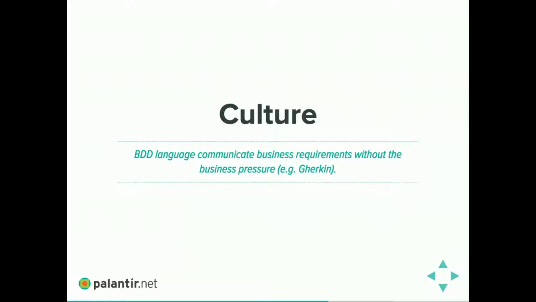As perfectionists, as people who are focusing on writing clean code, it does not help to have all of that business pressure added on to you. Using behavioral language is a way in which you can effectively communicate across your whole organization what is needed in a fashion that's formal and doesn't have the business pressure attached.